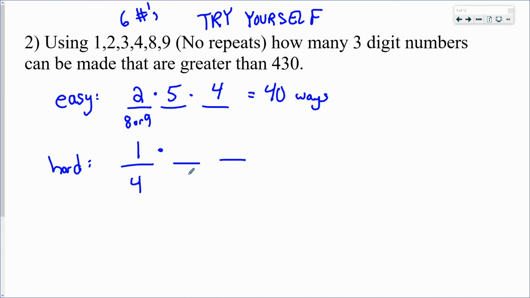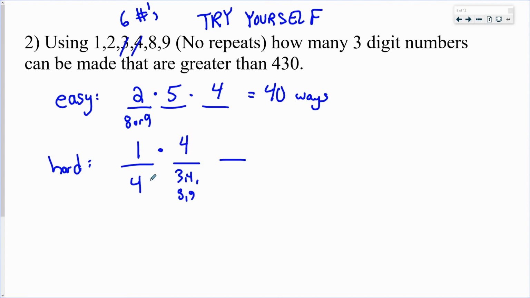So if there was a 3 here, what other numbers would I have left? I've used the 4 and I've used the 3. A 1, 2, 8, or 9 in this position would make the number bigger than 430. So when I'm counting this, I really have 1, 2, 3, 4 options, right? 3 or higher. So I'm just going to write 3, 4, 8, or 9. So there's 4 options there.